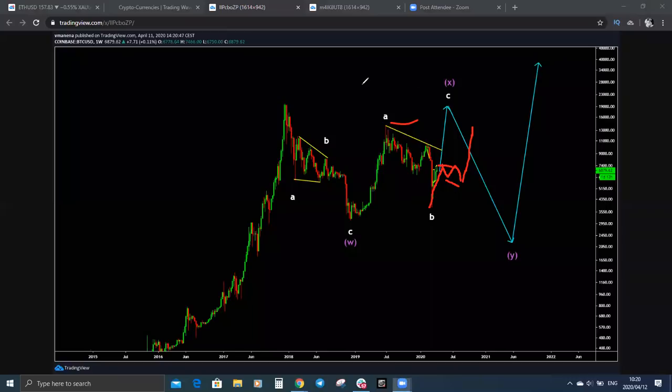So if that makes a move back to 13,000 in 3 waves, that means we've got 3 down here, we've got 3 up here. So that means we still need to get another pulsing move to the downside here, or 3 waves, that's fine. And then we get this structure.